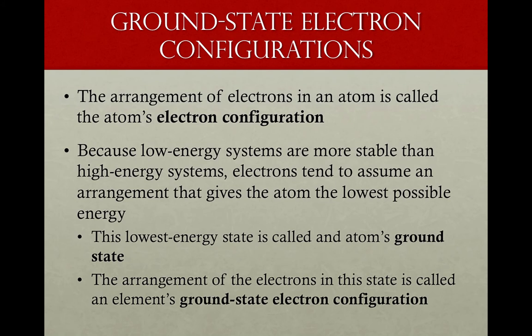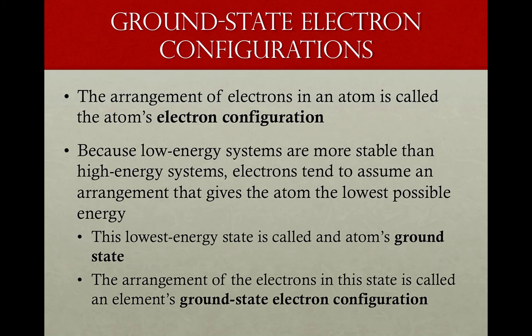Because low energy systems are more stable than high energy systems, remember that that is a law of nature. In nature, all things tend to go to the most stable state. Electrons tend to assume an arrangement that gives them the lowest possible energy level. We know this as the ground state.